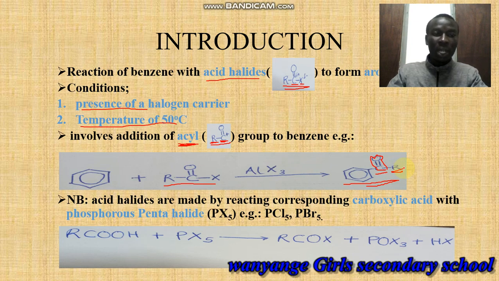Okay, good. Now, acid halides. How are acid halides formed? Acid halides are formed when carboxylic acids react with phosphorus pentahalides. Pentahalide means that there are 5 halogen atoms. For example, phosphorus pentachloride, meaning that it has 1 phosphorus atom and 5 chlorine atoms, or phosphorus pentabromide. So when you have phosphorus pentahalide reacting with a carboxylic acid, we shall form an acid halide, and of course other inorganic products which are not of our interest.